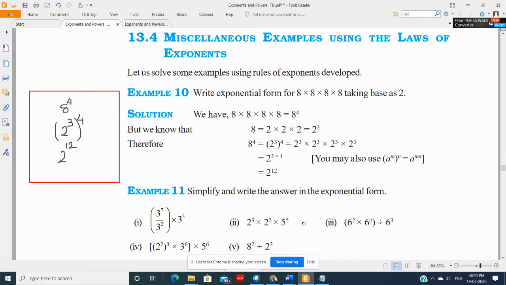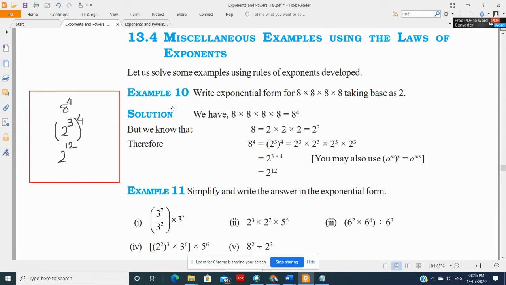Hi everyone. So in the last video we talked about the laws of exponents. What were the laws of exponents and powers? Now in this video we are going to discuss some examples based on the laws of exponents. These examples are given in your textbooks. So let's first go through these sums and then we'll be doing the exercise.